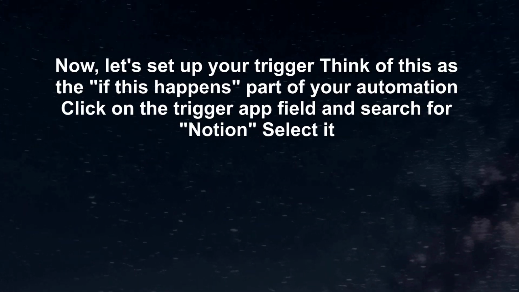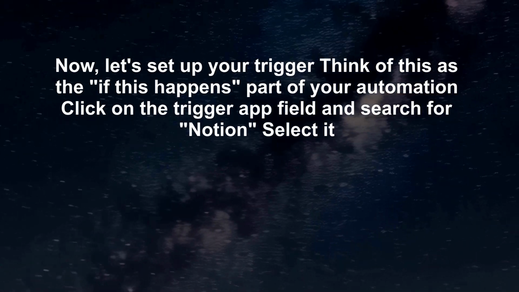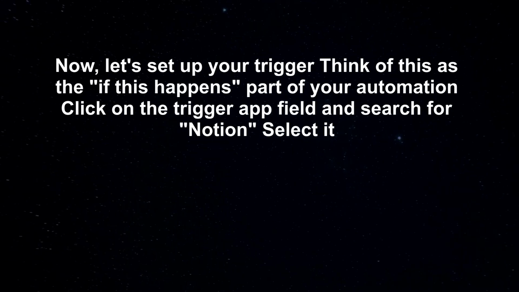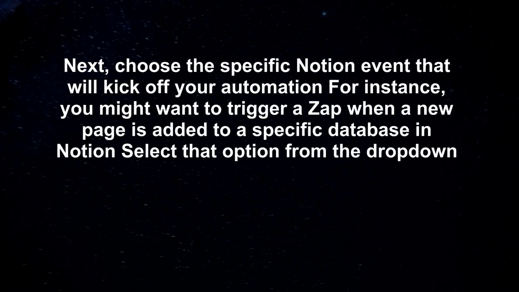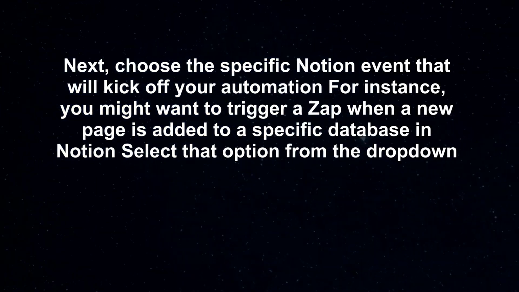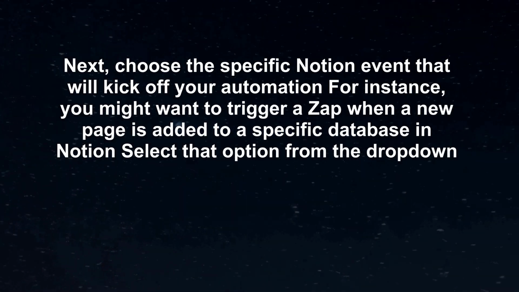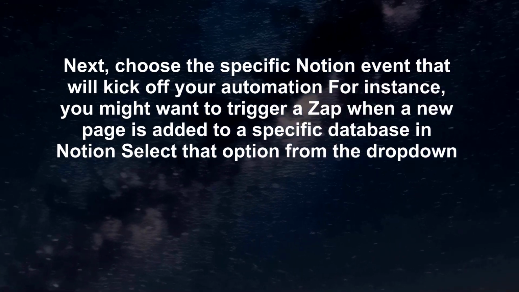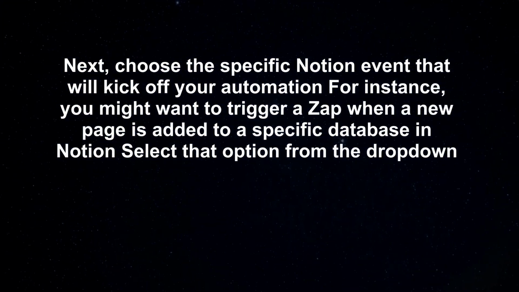Now, let's set up your trigger. Think of this as the "if this happens" part of your automation. Click on the Trigger App field and search for Notion. Select it. Next, choose the specific Notion event that will kick off your automation. For instance, you might want to trigger a zap when a new page is added to a specific database. In Notion, select that option from the drop-down.